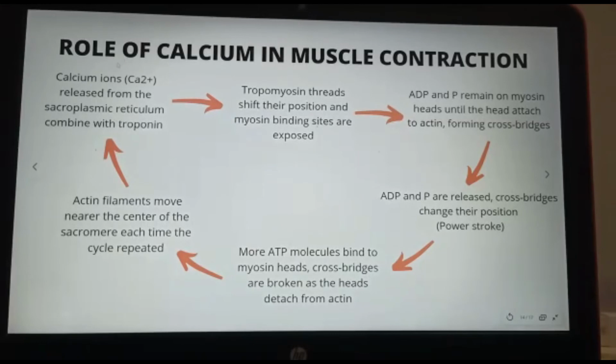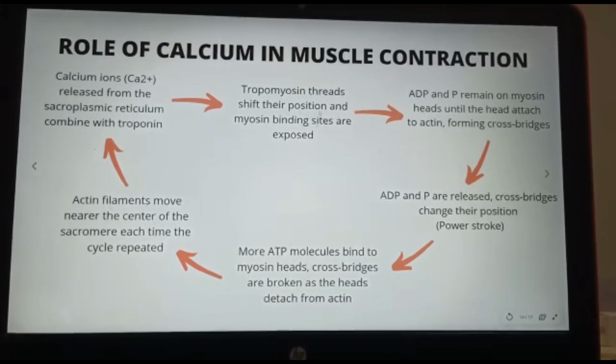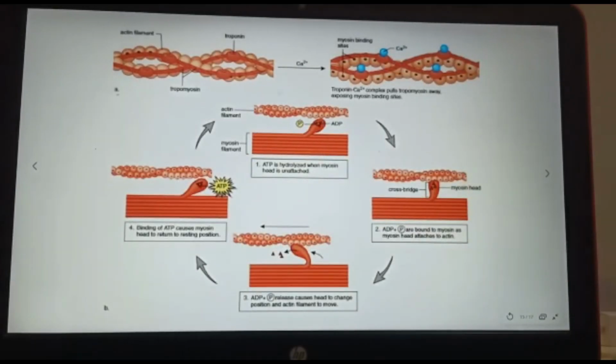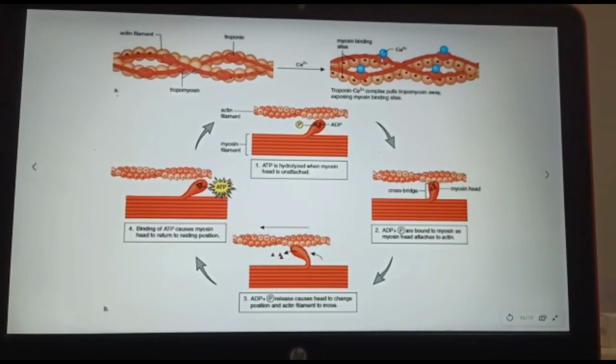Now we're going to look at the function of calcium in muscle contraction. After calcium ion is released from the sarcoplasmic reticulum, it will combine with troponin. And after binding, tropomyosin threads shift their position and myosin binding sites are exposed. As we can look at here, the calcium released from the sarcoplasmic reticulum combined with troponin here, and the myosin binding sites have been exposed.